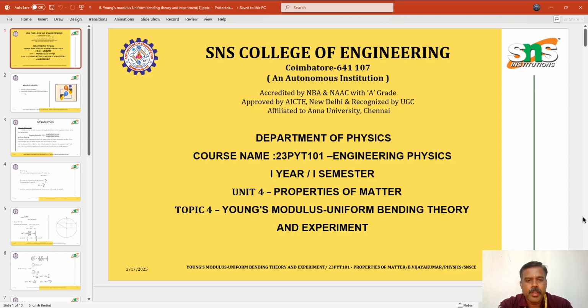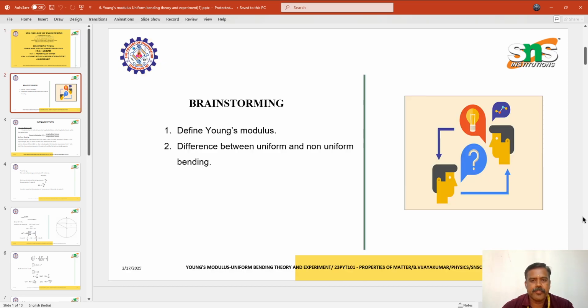Another topic we discussed is Young's modulus, uniform bending theory and experiments. This is also a form of properties of matter. In the brainstorming session, the questions raised on the student side are: define Young's modulus, and what is the difference between uniform and non-uniform bending?